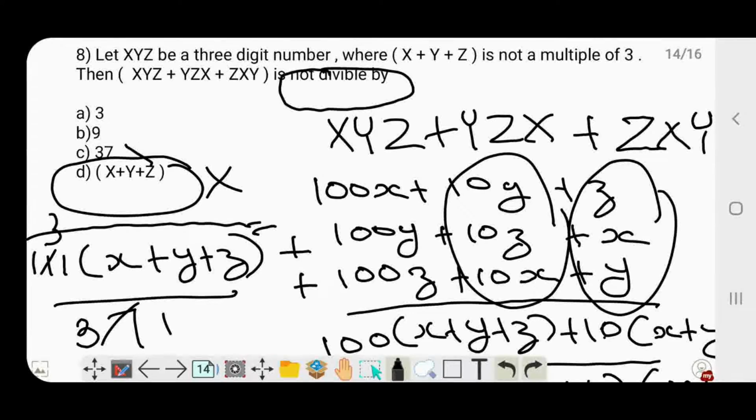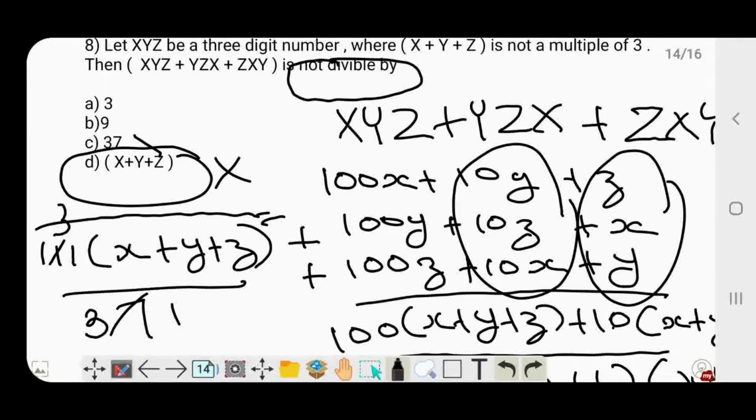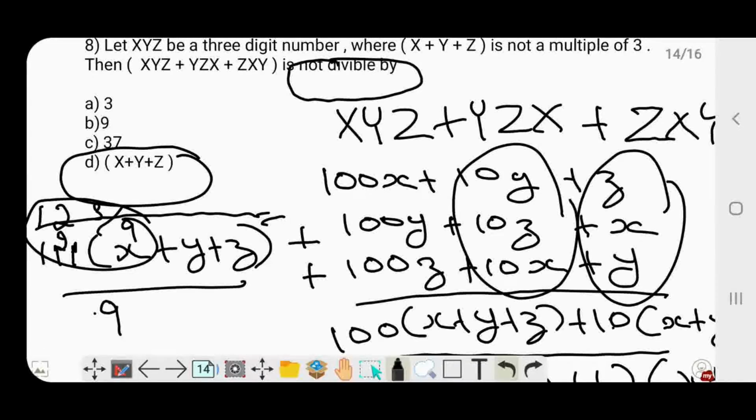So let's go with 9. Let's see whether 111 into (x plus y plus z) is divisible by 9. I'll just write 9 over here. 9 goes within 11 one time, and we have a remainder of 2. With 21, 9 doesn't give a perfect quotient. It gives a remainder of 3. So 111 is not fully divisible by 9.